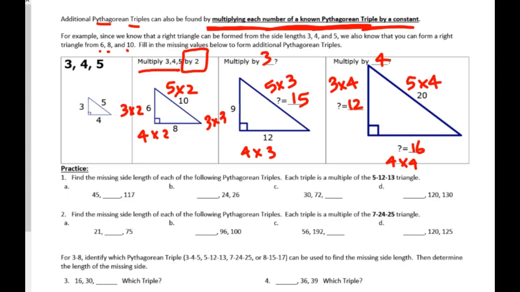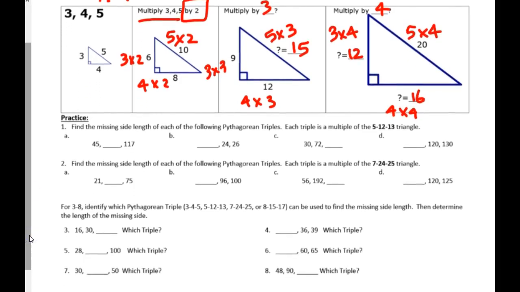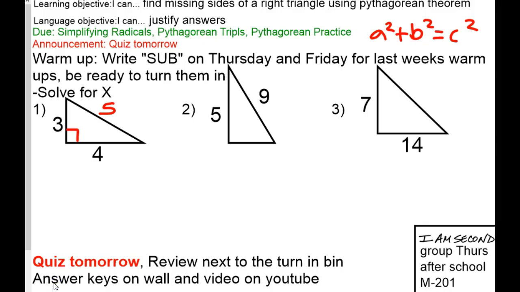And we learned if you multiply them by a number, like 3, 4, 5, if you multiply them by 2, 6, 8, 10, that also works. Multiply by 3, 9, 12, 15. Okay, so this was an exercise in identifying triples and going from there. So that's why on number 1 I can see, hey, 3, 4, 5 is a triple. The only way triples will help you is if you memorize them.